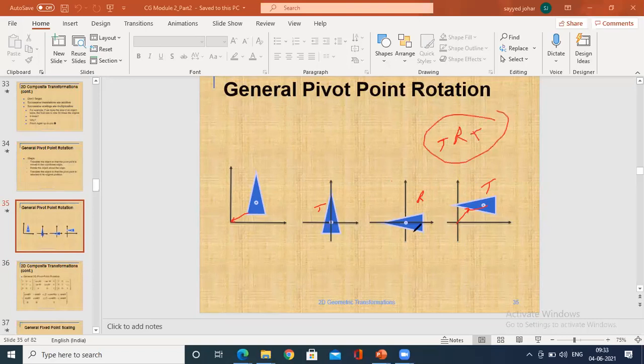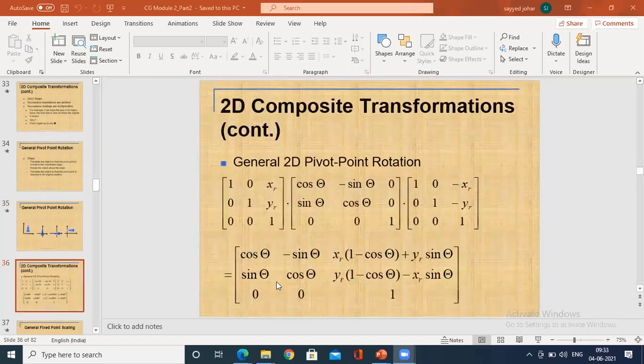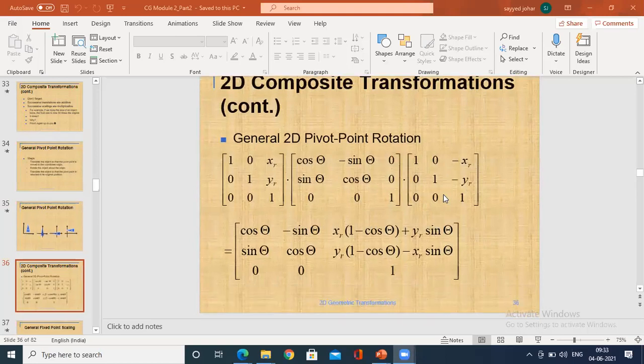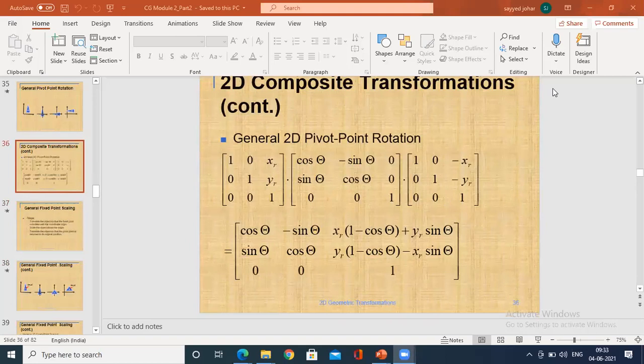So this is a negative translation, right? This is called a negative translation. So you're going to get this point. So this is pivot point rotation. This is the next lab program that we are going to do. So you need to memorize this.